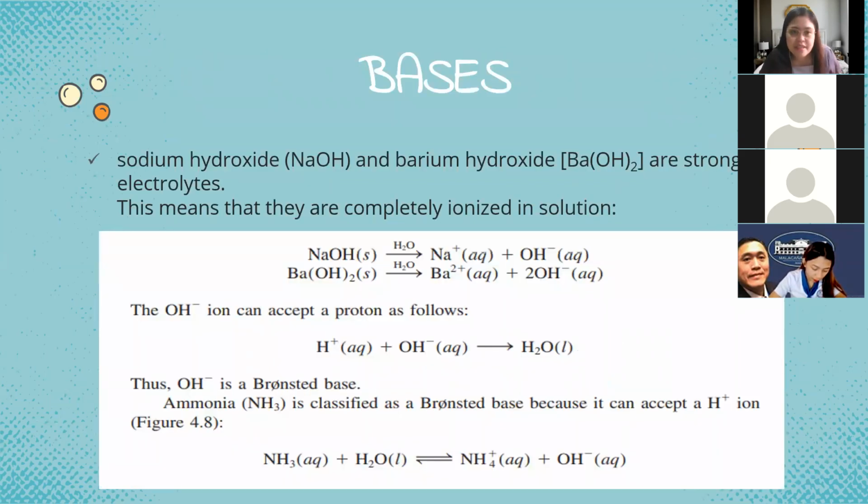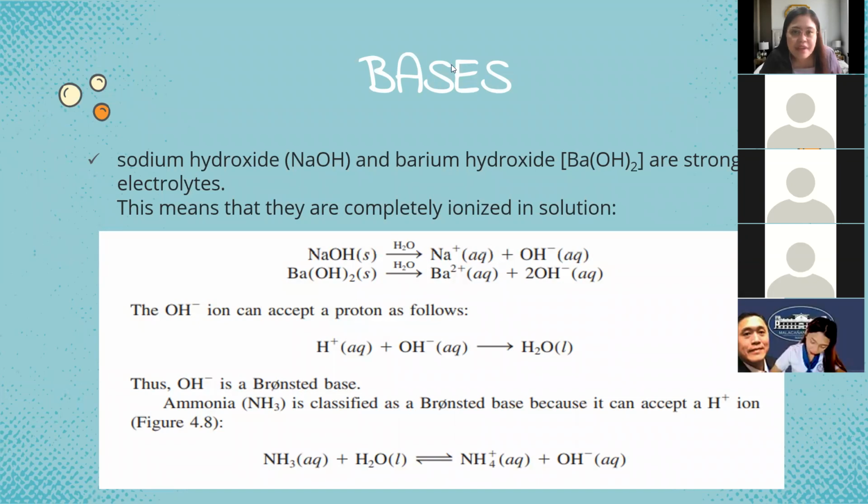We'll have the bases. Again, according to the chemist Arrhenius, bases yield hydroxide ions. So that is why we have examples on the screen. We have NaOH, the sodium hydroxide, and the calcium hydroxide.